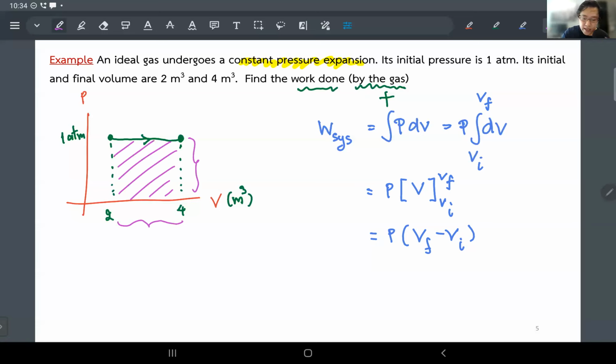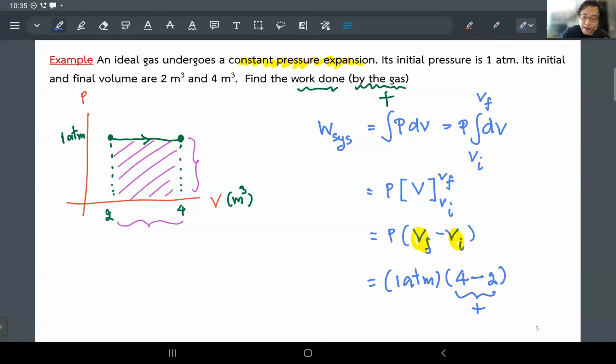However, this is the key that I told you about. The mathematics will take care of the sign by itself. See that? By this expression, the work by the system is going to be P times V final minus V initial. And in this case, V final is bigger than V initial, so that's okay. Let me plug in the numbers here. It's going to be 1 atm. I can change the unit later. V final is 4, V initial is 2. See, the number is automatically positive. So the mathematics already takes care of the final sign of the work done.